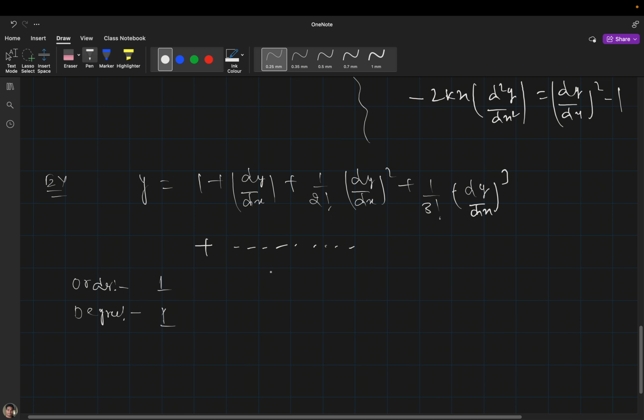Because you can see that this whole expression is nothing but y equal to e raised to the power dy by dx. It is nothing but the exponential series. It's fine or not? Okay, so it is clear that the degree is also 1 and order is also 1.